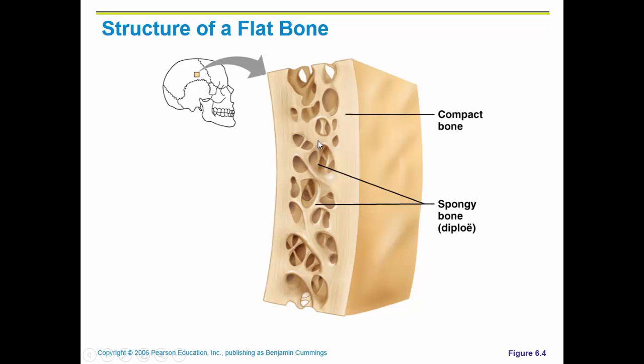The portion that you can see where my pointer is, that is what we consider the trabeculae, and then there's just holes in the spongy bone.